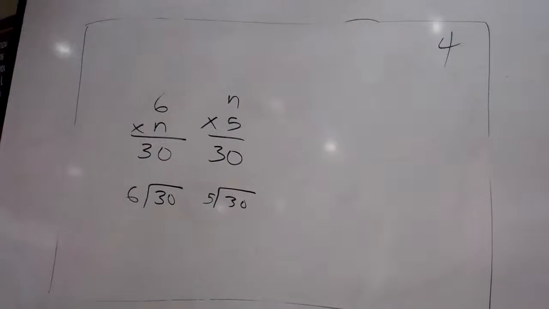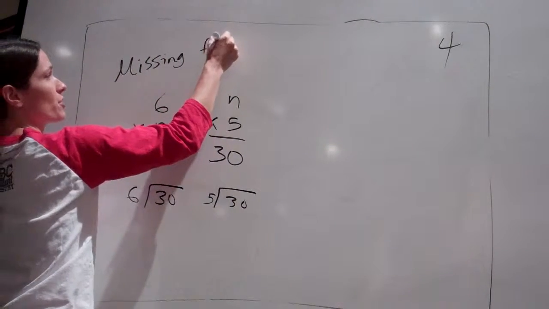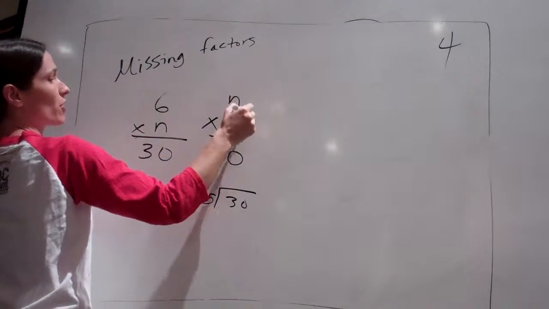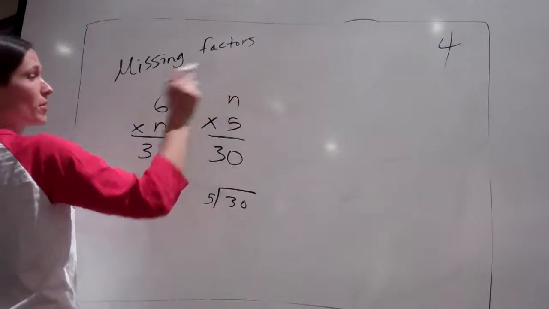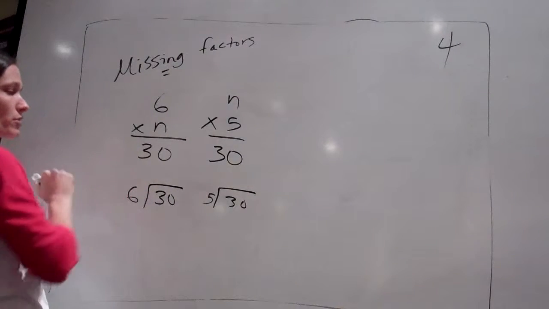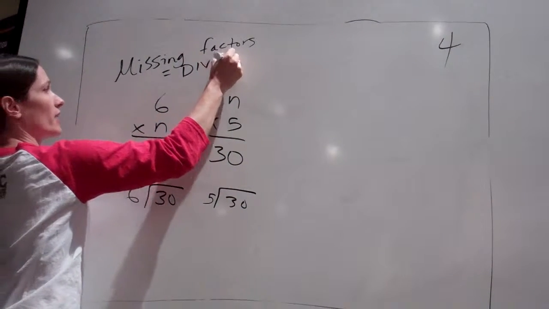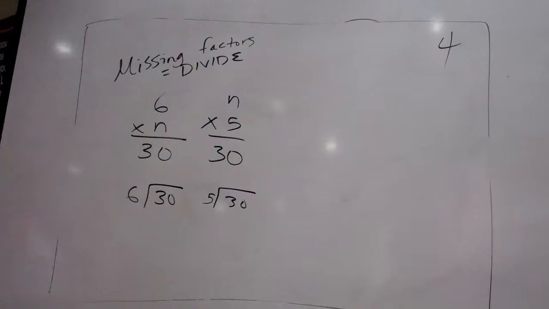So what I need you to see is that when we have missing factors, everybody remember these are called factors? Bonus points. Missing factors, what are we going to do if there's a missing factor? Divide. We are going to divide. You are exactly right. When there is a missing factor, you will always divide. Okay?